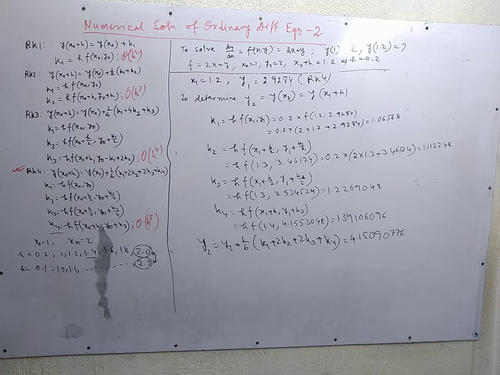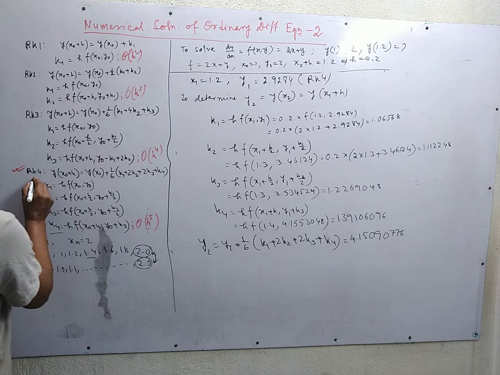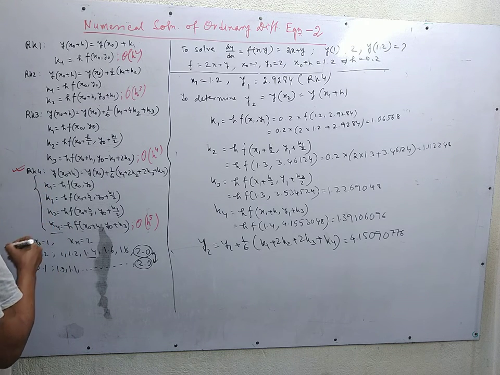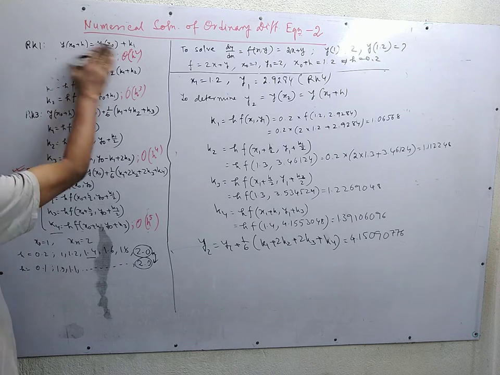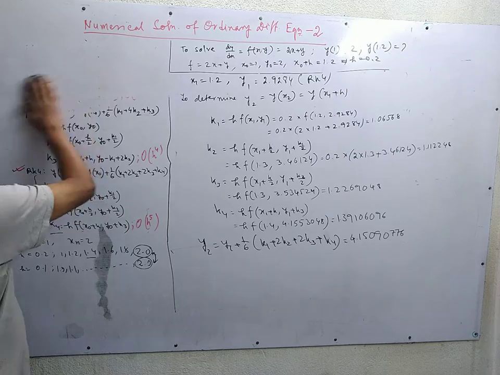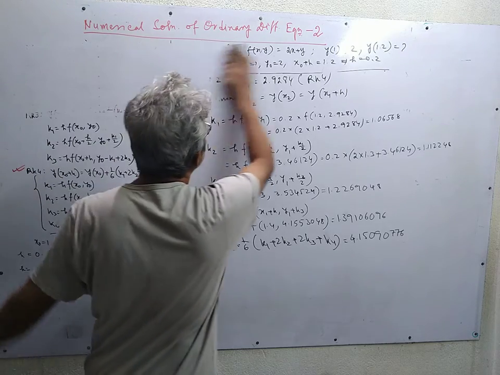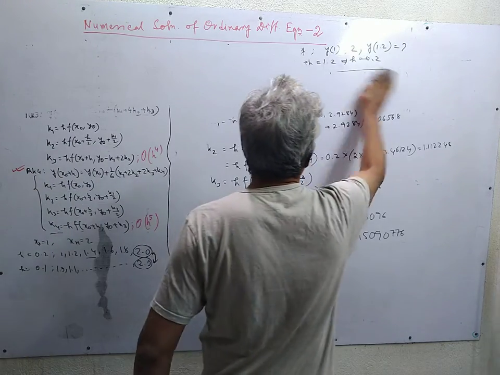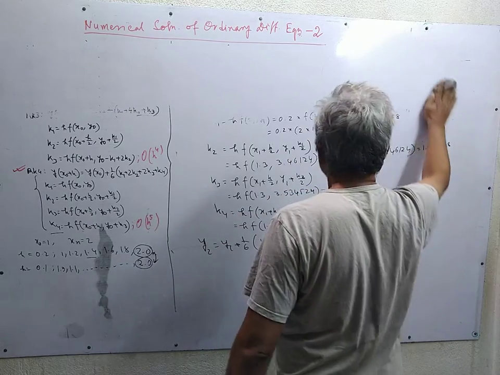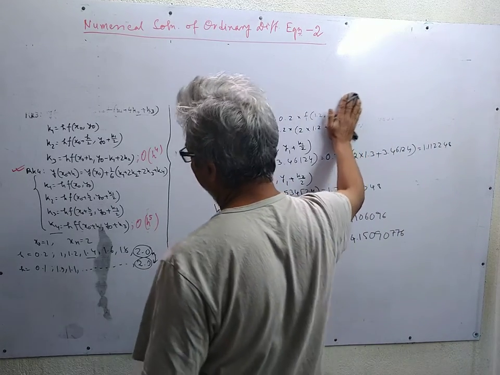Now we shall turn over to the numerical solution of a set of two simultaneous equations. You recall the Runge-Kutta-4 method for a single variable is this. So we write the summary of the RK4 method. We shall solve two simultaneous first order equations using the RK4 technique.